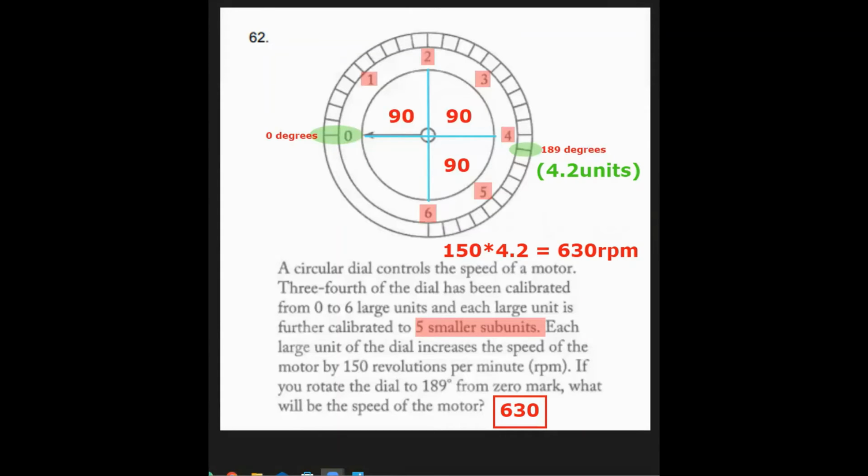on this speed scale for the motor. So the multiple is 4.2 times 150 revolutions per minute, which means that the motor, when you turn the dial up to 4.2, will be spinning at 630 revolutions per minute. Correct answer was 150 times 4.2, or 630 revolutions per minute.